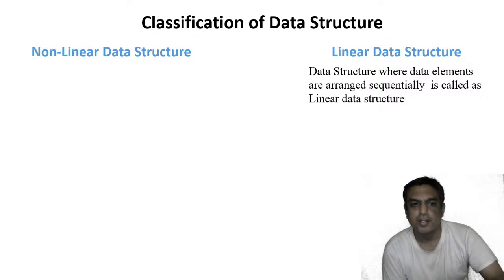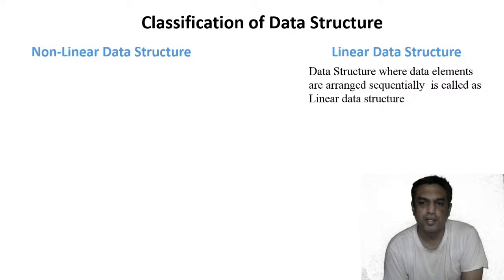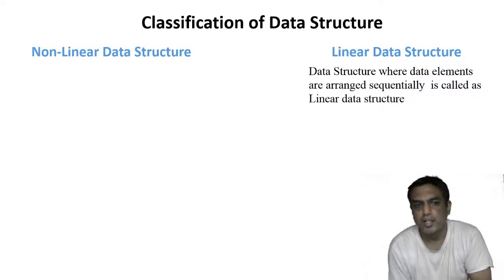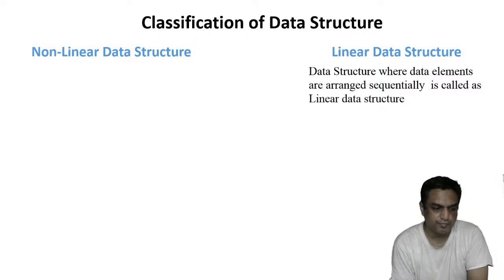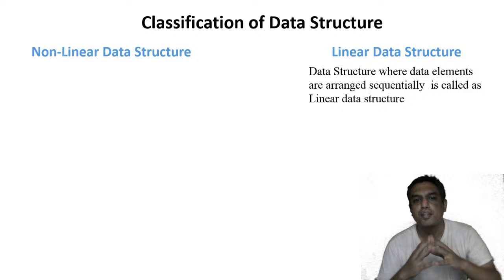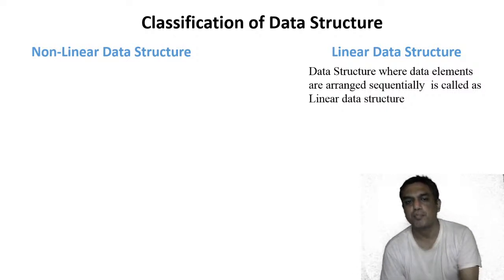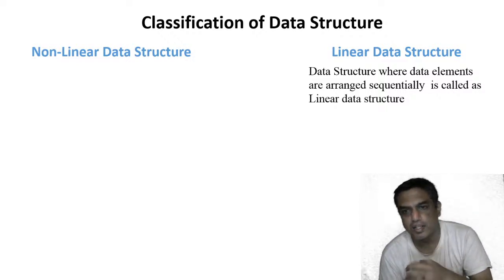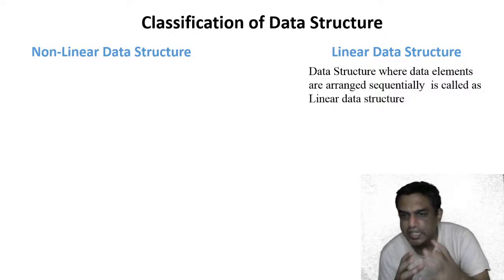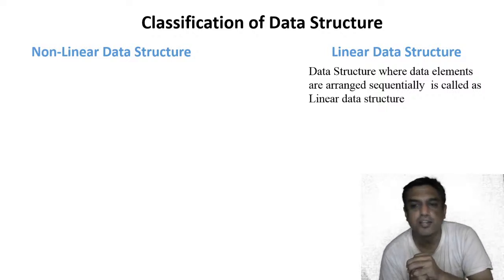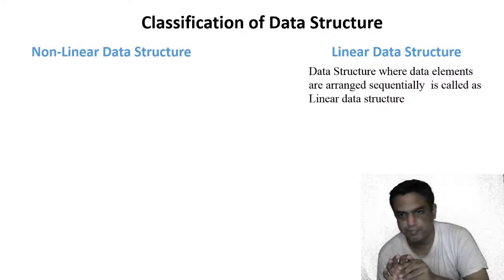For example, days in a week. For example, months in a year. They are arranged in some sequential manner. For example, your exam seat numbers. Your exam seat numbers will be in a particular sequence, right? One seat number will be followed by another seat number, right? So what is linear data structure? A data structure where data elements are arranged sequentially is called a linear data structure.